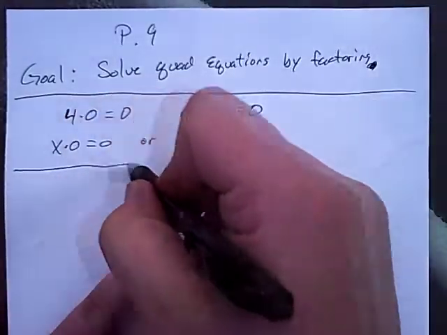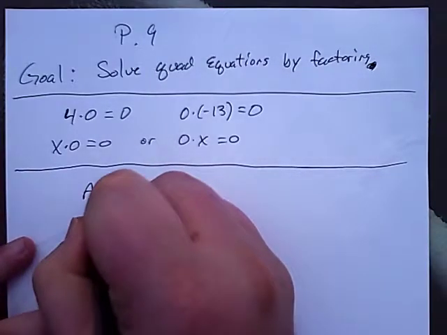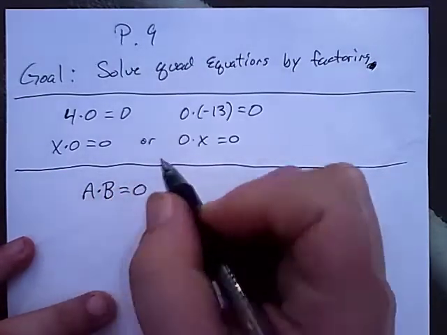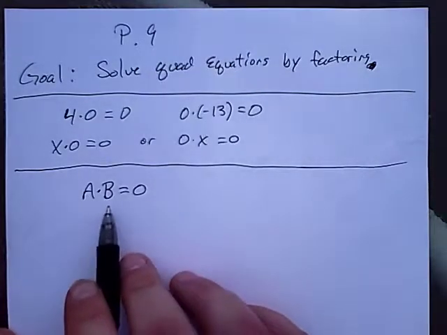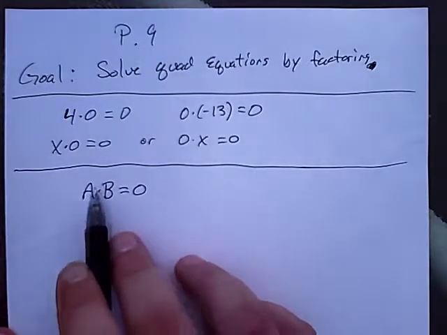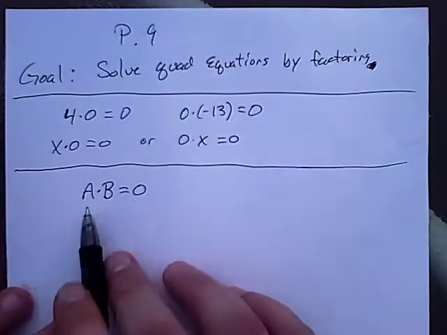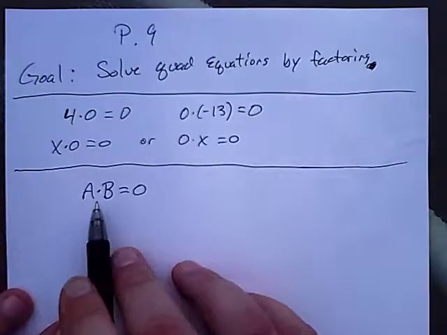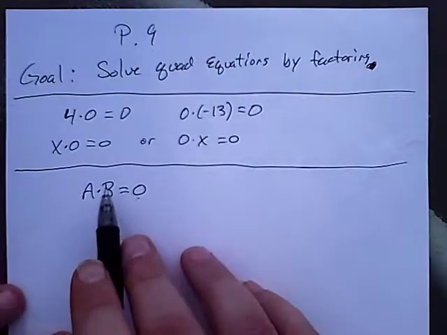All right, so now that we kind of remember that idea, what happens if I multiply two things together and their product is 0? So I don't know what A is, I don't know what B is, but I do know that when I multiply them together, I get 0. So that's interesting. I wonder what kind of conclusion we can draw.